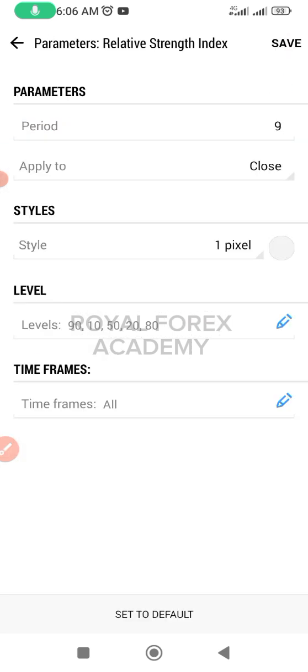Now for the indicator I am using, I'm using the relative strength index. The period is 9. You apply to close. The levels are 90, 10, 50, 20, and 80. Then our commodity channel index. The period is 14. Apply to typical price, high, low, close. 3. The style is 2 pixels and the color is black.